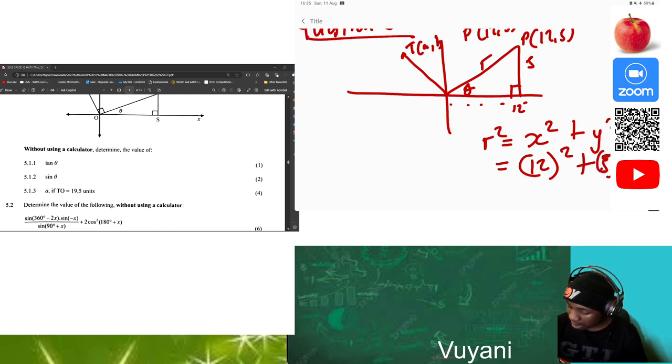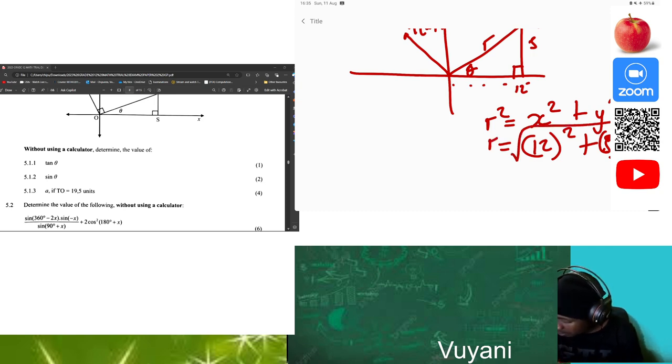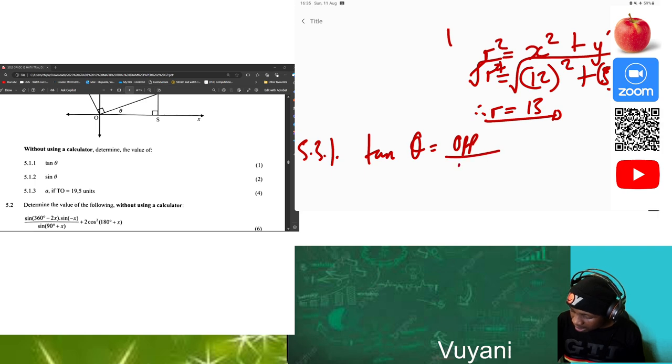Then after that we use our calculator, which is a Casio calculator, so that we can get our proper answer. 12 squared plus 5 squared gives r squared, then we take the square root of both sides, and finally we have our r, which is the hypotenuse. Using your calculator, r will be equal to 13. Okay, then now let's solve the question, 5.3.1. What is tan theta? We know that tan theta is always equal to opposite over adjacent.